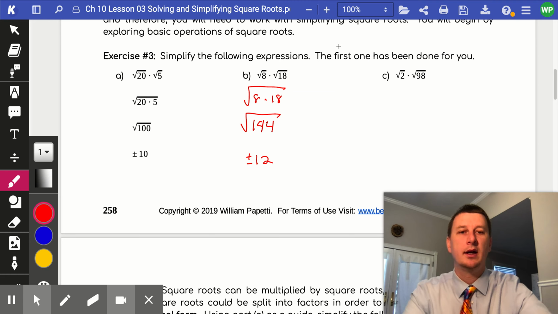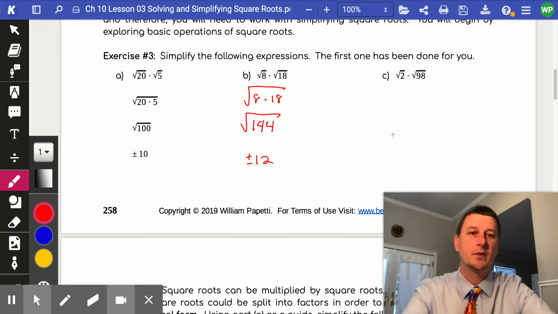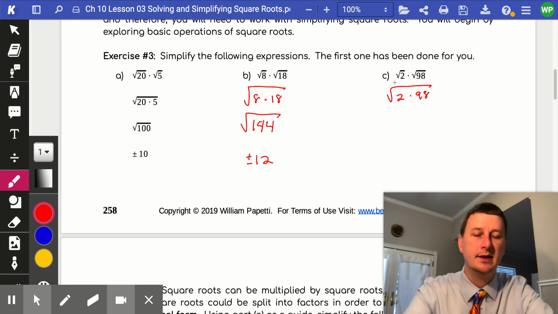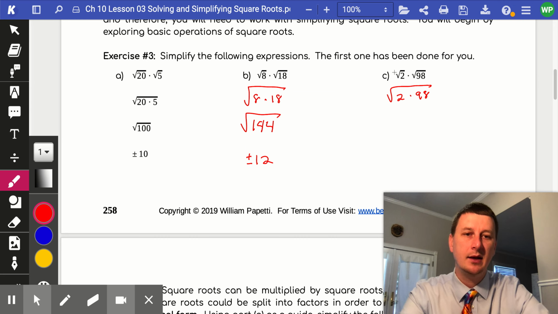Okay. Now we have the square root of 2 times the square root of 98. So same way, we can multiply 2 times 98 inside the same square root. Because again, we don't know what the square root of 2 is. It's going to be some irrational number. And the same thing with the square root of 98. If you put each of these in your calculator, you're going to get an irrational number that doesn't repeat, and it goes on forever. But if you multiply these two numbers together, we're going to get the square root of 196.